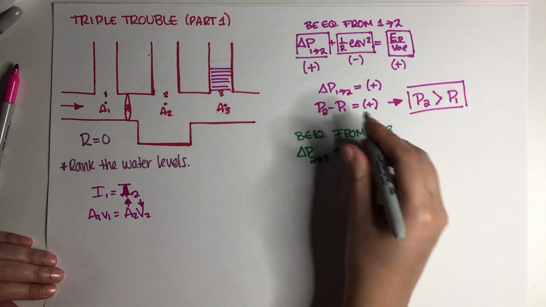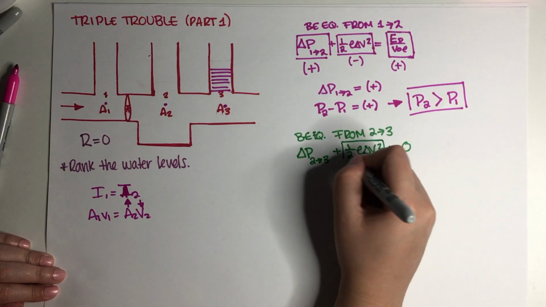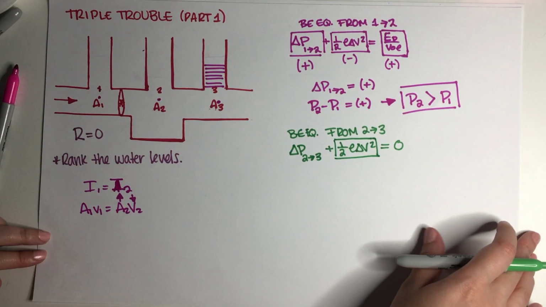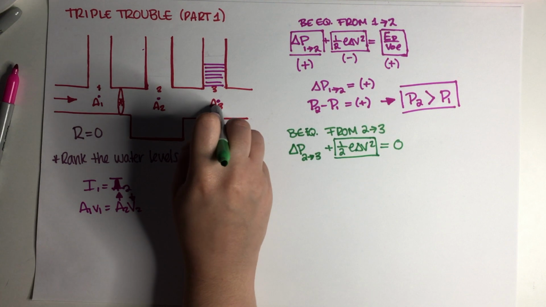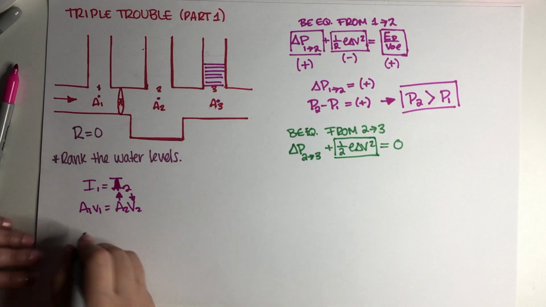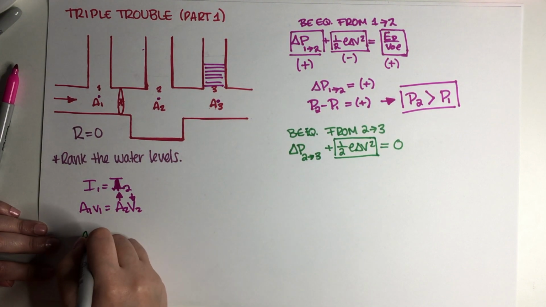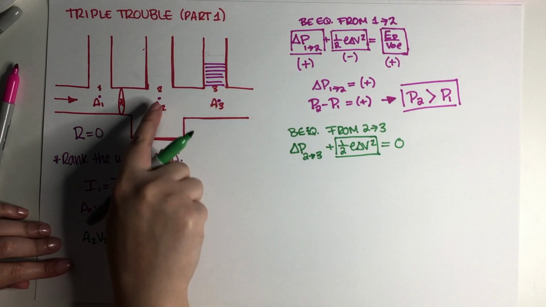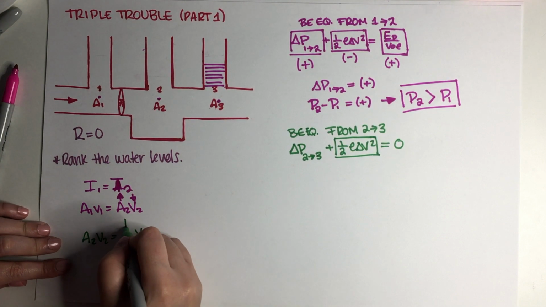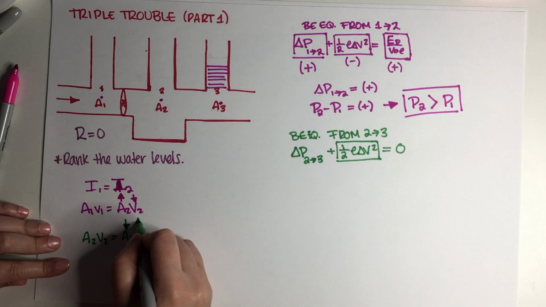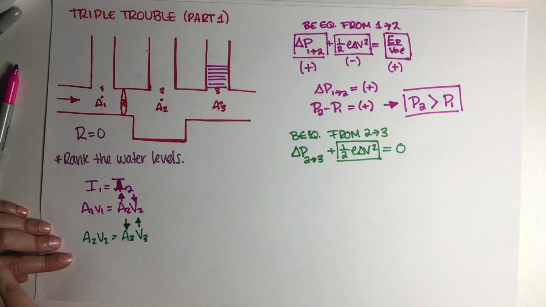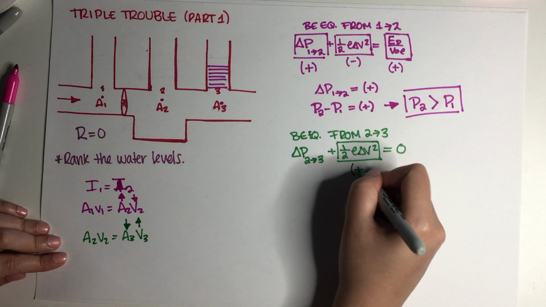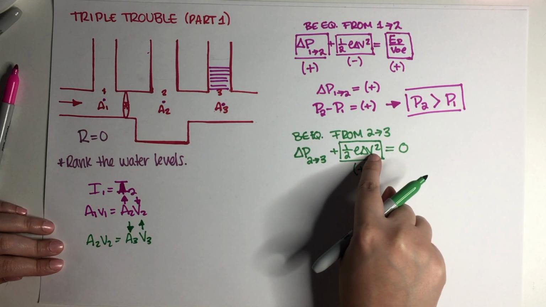Now, if we can figure out whether this term is plus or minus, then this one would have to be the opposite. So let's just go ahead and look at it. When we go from 2 to 3, our continuity equation will basically just be A2v2 is equal to A3v3. Going from 2 to 3, your area decreases. This means that your velocity increases. So you went from slow to fast. This means that your kinetic energy term increased because your velocity increased.